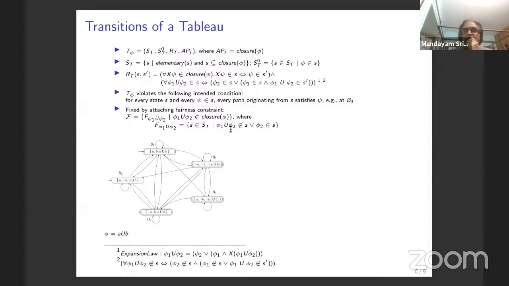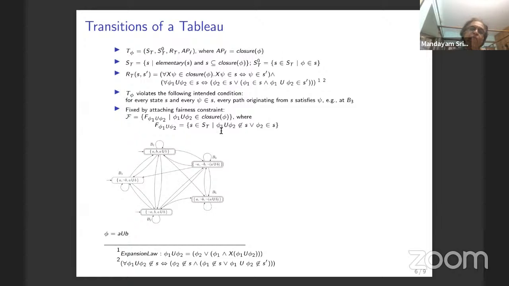Basically this is imposing the condition that this cannot be in my fairness. It cannot be a state in the fairness. So eventually, the path originating from this has to infinitely often visit a state that satisfies this condition. That is, eventually phi 2, it has to visit a state in which phi 2, the phi 2 here means B, will hold good in this case.